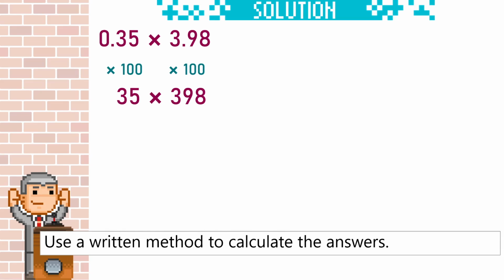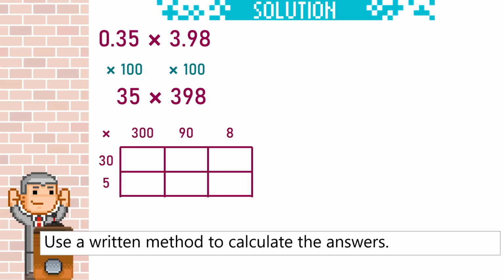For the grid method, we split the hundreds, tens and ones for each number at the top and left of the grid. Then we do 300 times 30. And 300 times 5, 90 times 30, 90 times 5, 8 times 30 and 8 times 5. To do 300 times 30, all I did was 3 times 3 and then noticed that there were 3 zeros, so 9,000. Next we need to add up all the numbers inside the grid.